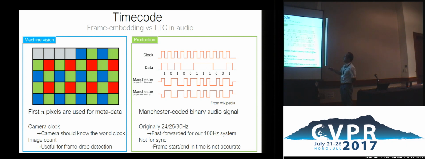On the other hand, for the production cameras, as I mentioned, the time code is embedded basically in the audio. That means that you should decode the audio signal, in fact. And also, as Takeo mentioned, the LTC code or audio code is not for synchronization. This is just to tell you, roughly, because this is up to 30 hertz, what time the frame is given.